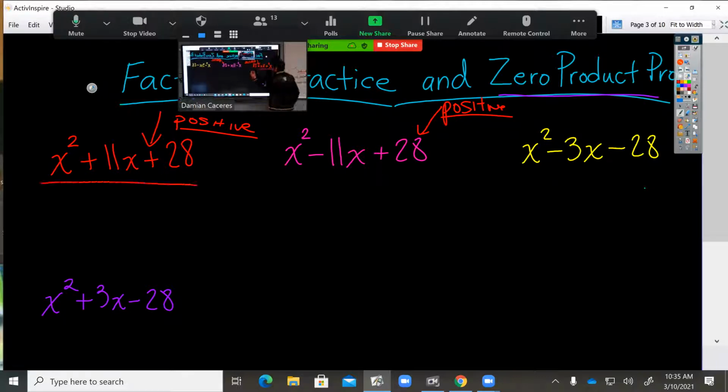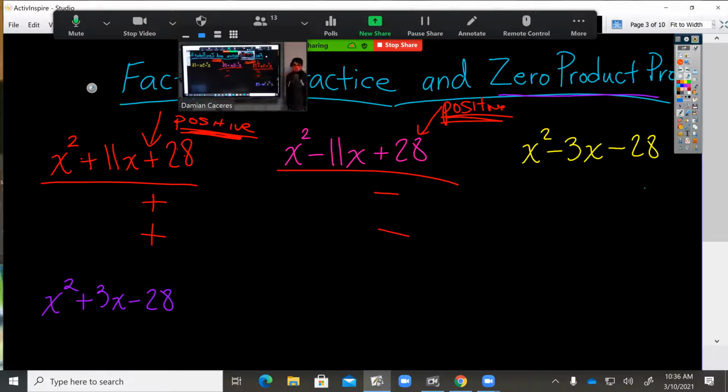Now, when we factor this, there's only 2 ways to get a positive result: a positive times a positive and a negative times a negative. So, what does that tell you? That tells you whenever this last number is positive, it's either going to be plus plus or minus minus. Now, why do you think I put minus minus on this one? What? It has a negative in the middle. Very good. Why did I put plus plus here? Because everything's positive. You with me?